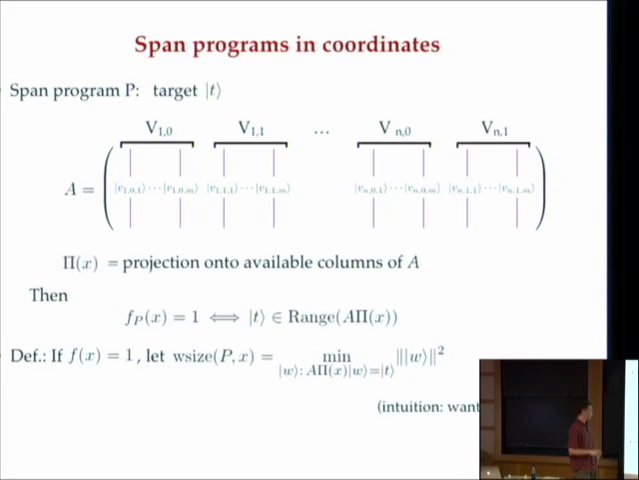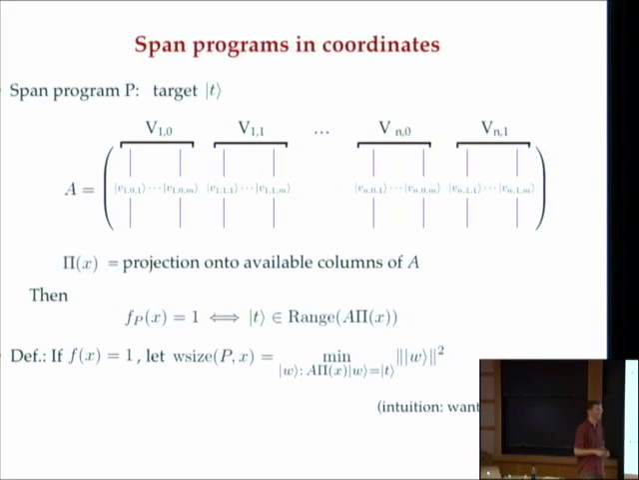And then we have this algebraic criterion. So the function evaluates to 1 exactly when the target is in the range of those columns of this matrix that you're allowed to use. So pi is a projection onto those columns. And the witness size is going to be the shortest linear combination of columns that reaches the target. It's the least squared length of any linear combination of columns that reaches the target, which can be written just like this. We want A times pi, that projection, times w to equal the target, and then we want the squared length of w.